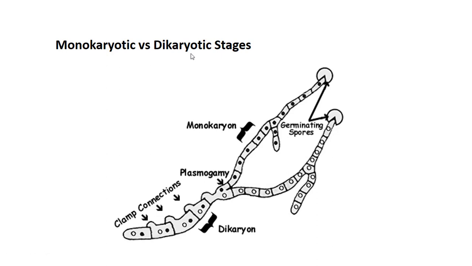However, as I mentioned before, the septa between the cells are porous, right? So the nucleus goes back and forth. So you will see at any point in time that one of these partitions on the hypha may have one nucleus, may have two, may have none, may have more than two. However, what monokaryotic versus dikaryotic means is actually related to one reproductive stage of the fungus.